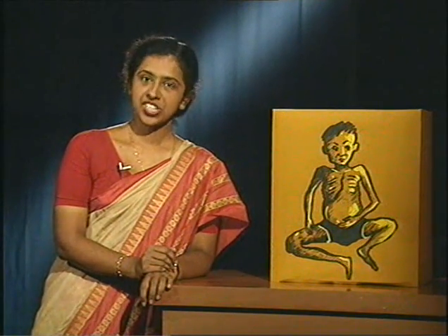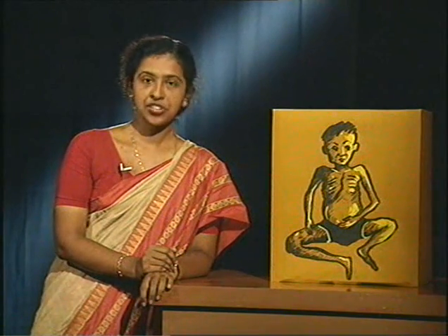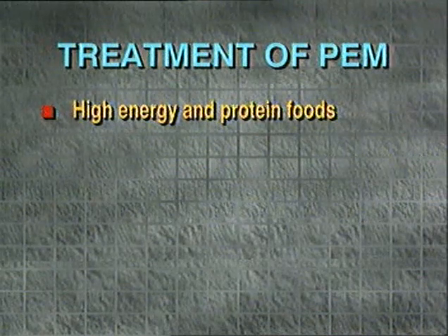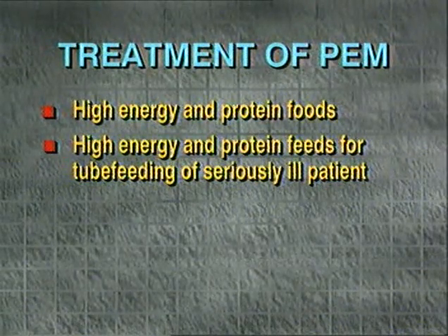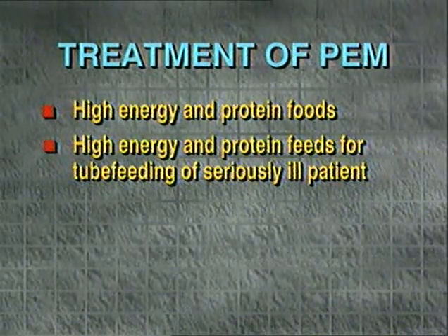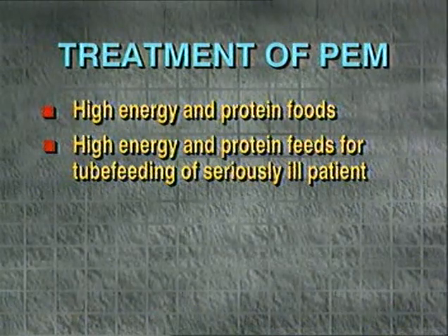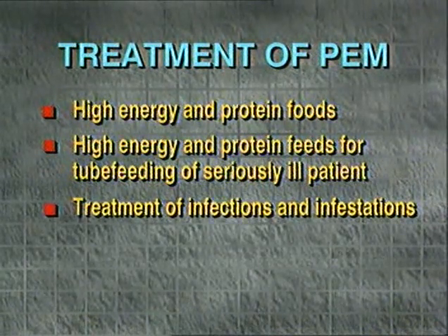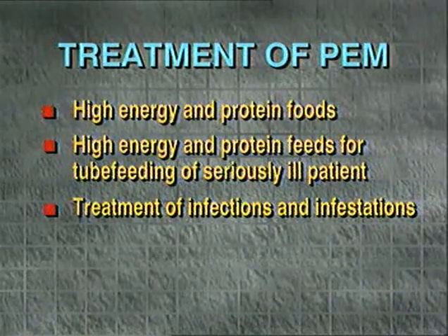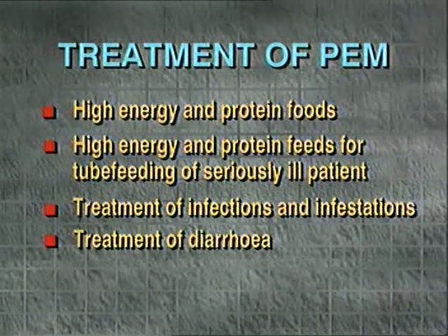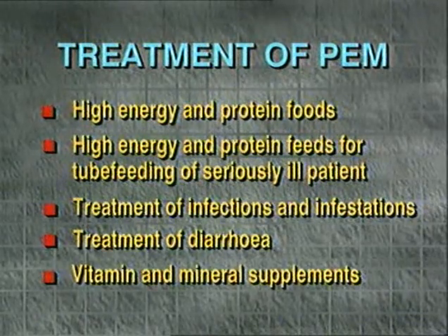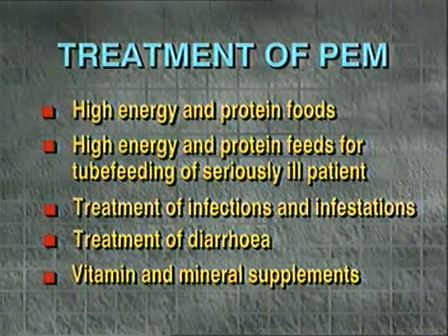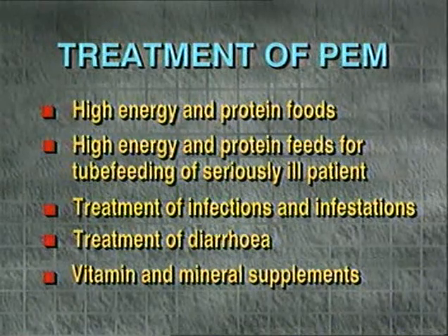As the interview suggests, the major planks of treatment are high energy and protein foods, high energy protein feeds for tube feeding of the seriously ill patient, treatment of infections and infestations, treatment of diarrhea if present, and vitamin and mineral supplements for treatment of associated deficiencies.